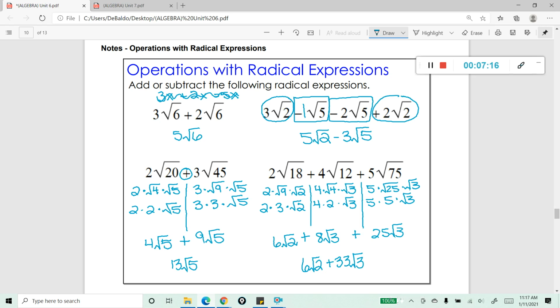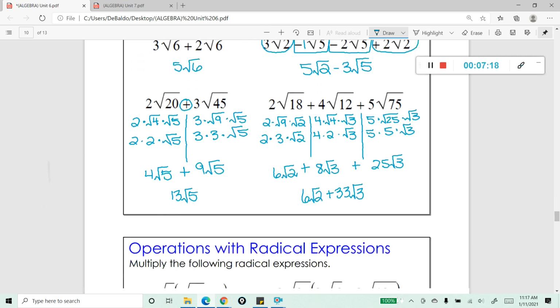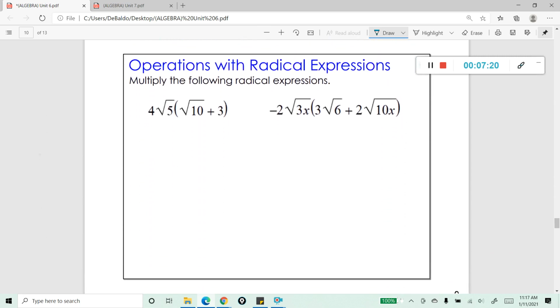Okay, now let's take a look at multiplication. Multiplication looks a little complex, but once you get started, it actually just turns into an addition or subtraction problem, and you'll see that here. So let's take a look. We have 4 root 5, and we're multiplying it by a quantity, you can see that in parentheses, of root 10 plus 3. That means I need to distribute 4 root 5 into both of those terms.